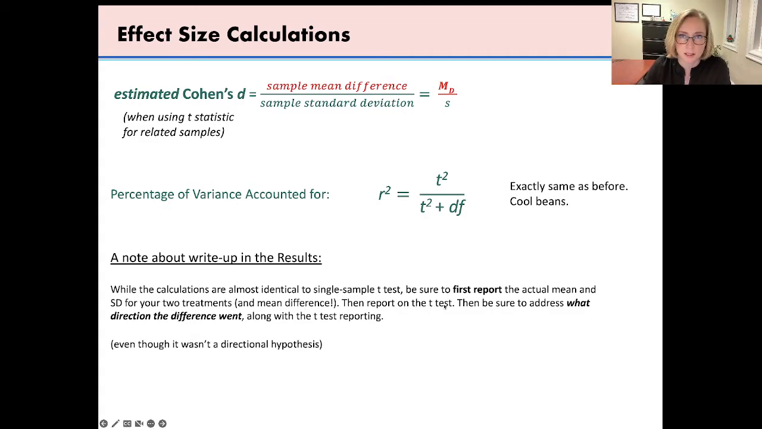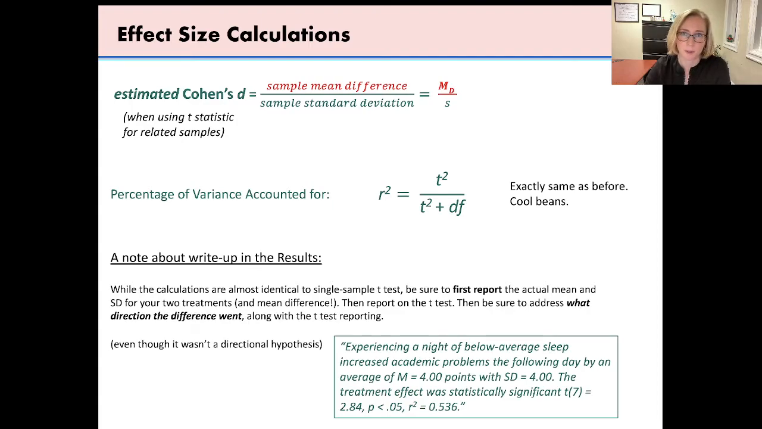Then you report on the t-test, and then you want to make sure you address what direction it went. Like, did more sleep increase academic performance, or did more sleep decrease academic performance, right? That's important to know. So this is how we might write it up. Experiencing a night of below average sleep increased academic problems the following day by an average of 4 points, right? So this is that mean difference here, right, that we put up here in Cohen's d. We give a standard deviation. The treatment effect was statistically significant.